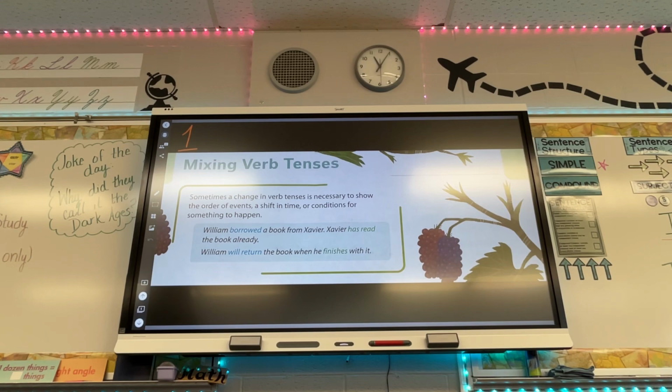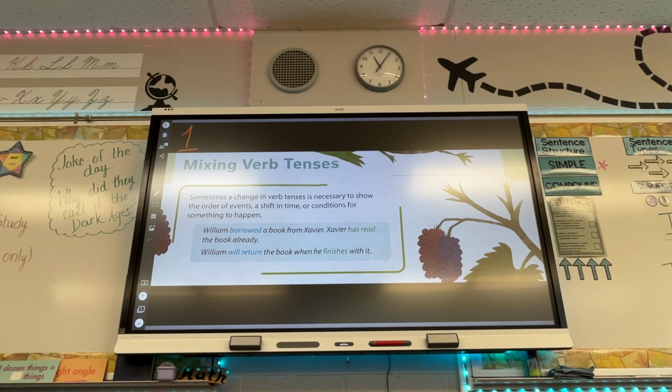There has to be a reason you're switching the tense, and that reason they give you would be to show the order of events. So if you're telling somebody a story about what happened, and then what happened, and then what happened, and so because that happened, this will happen. That would be in future tense, okay? Or if we have a shift in time. Maybe we gave somebody a bunch of stuff that happened in the past, and now we're telling them what happened right now. Okay, so we would shift in time and be telling people what happened right now.